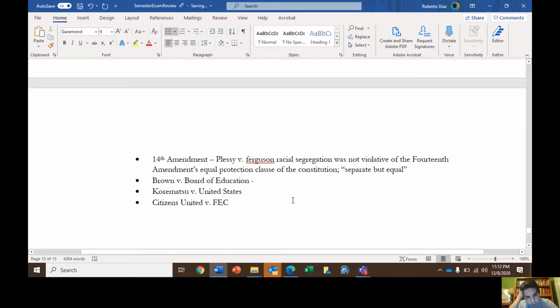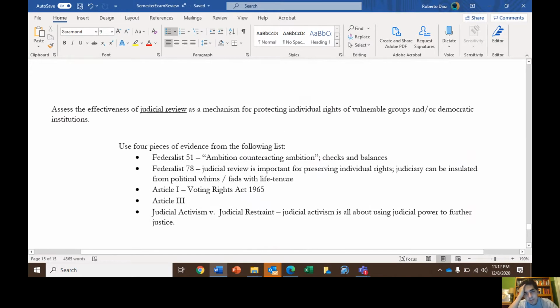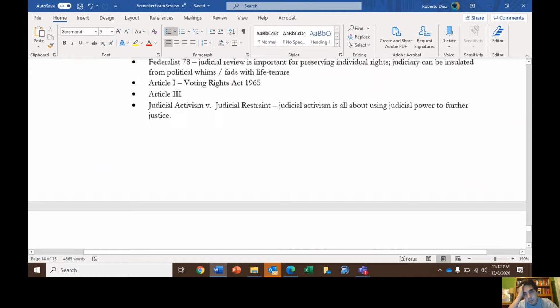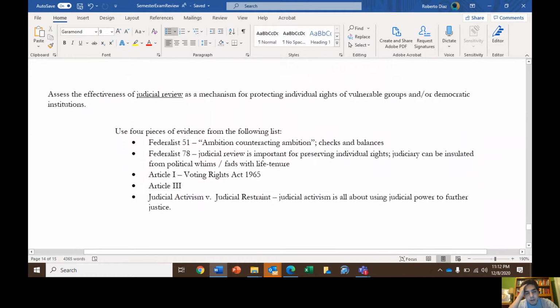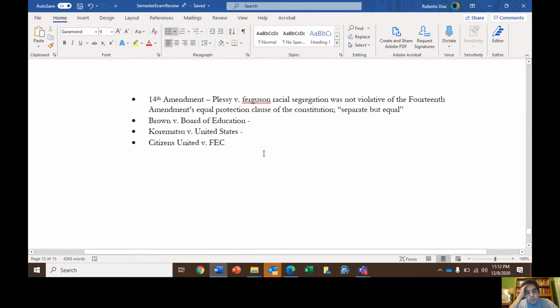You could also talk about Korematsu versus the United States, where the Supreme Court ruled that Roosevelt's internment of Japanese Americans was actually constitutional, as evidence, again, of the Supreme Court failing to protect individual rights of vulnerable groups and or democratic institutions. We'll just stick to failing to protect individual rights of vulnerable groups.